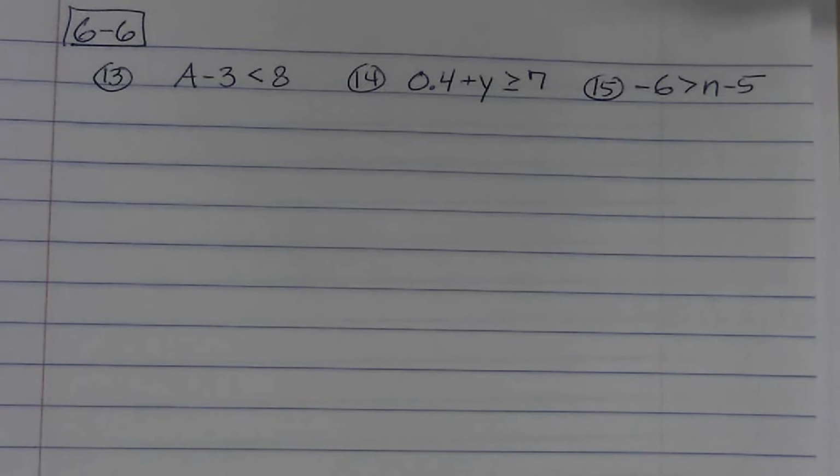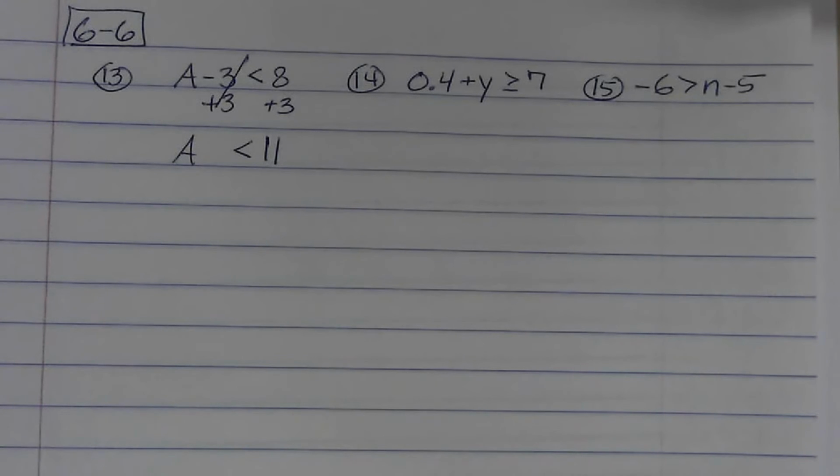Next up, Chapter 6, Section 6. Solve these problems just like you would solve one-step addition and subtraction equations. For number 13, take out the minus 3 with a plus 3. And remember, the only time we reverse an inequality symbol is if we multiply or divide by a negative number. So here it stays the same.